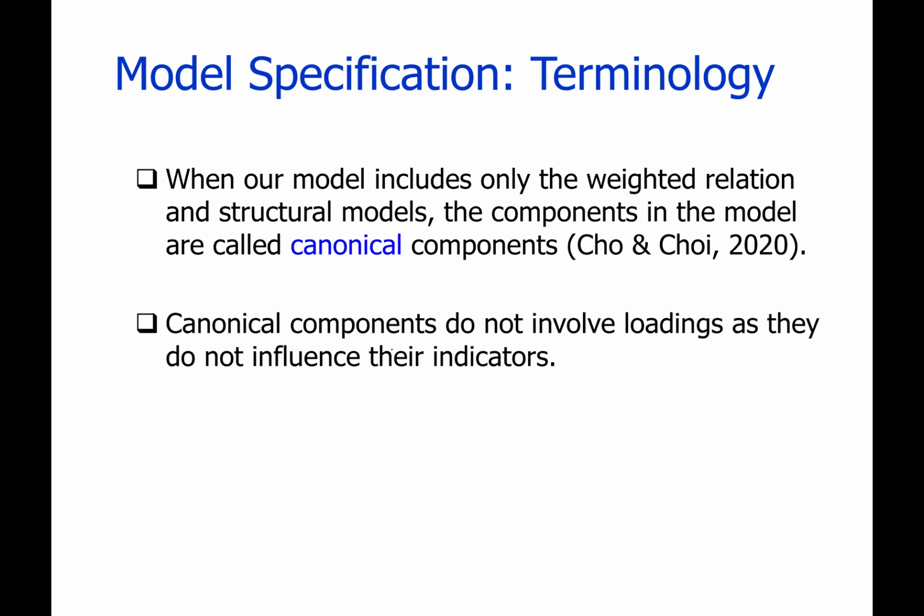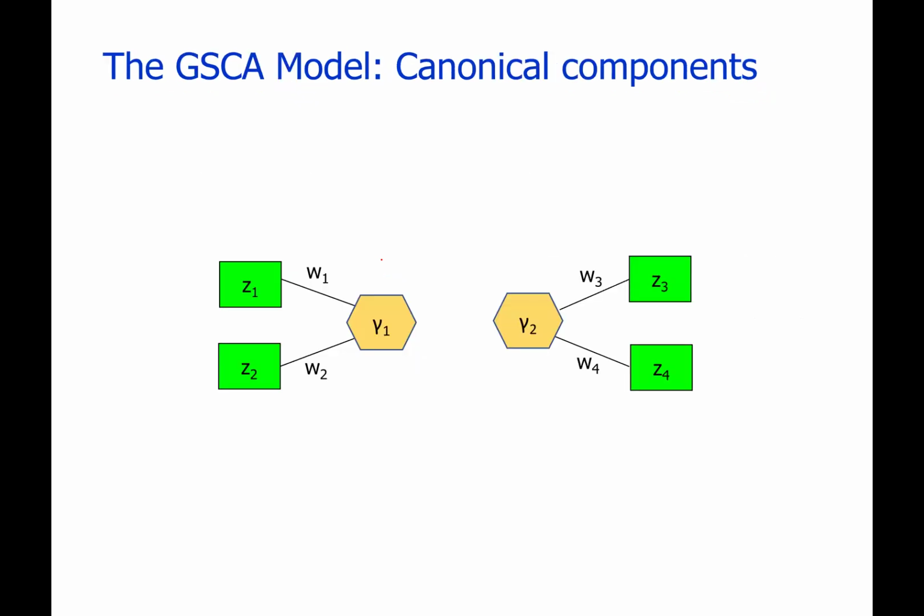And we have another type of components, generally speaking, in component-based SEM. That type is canonical components. In this case, we have only two submodels: one is the weighted relation model, and the other one is the structural model. If you keep only these two submodels, the corresponding components are called canonical components. Again, let me use this example. We always need the weighted relation model to define a component.